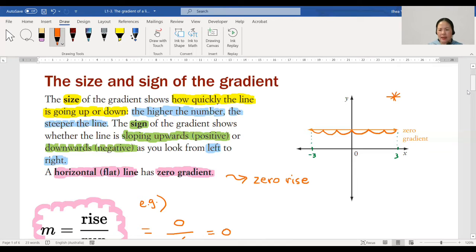So what does that really mean? It just means 0 rise, because it's not going up. It just stays on the ground. So that's it's a 0. Let's have a look at this.